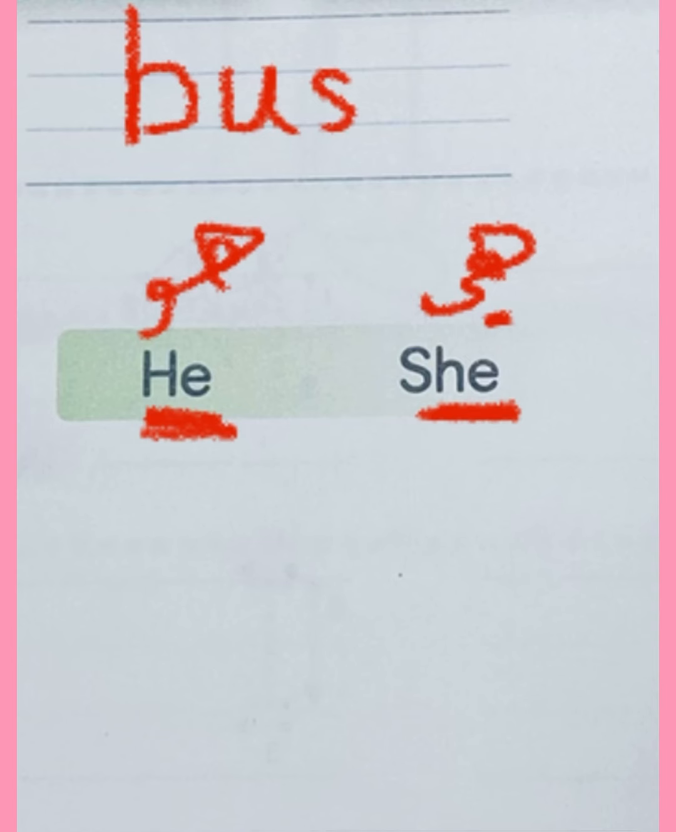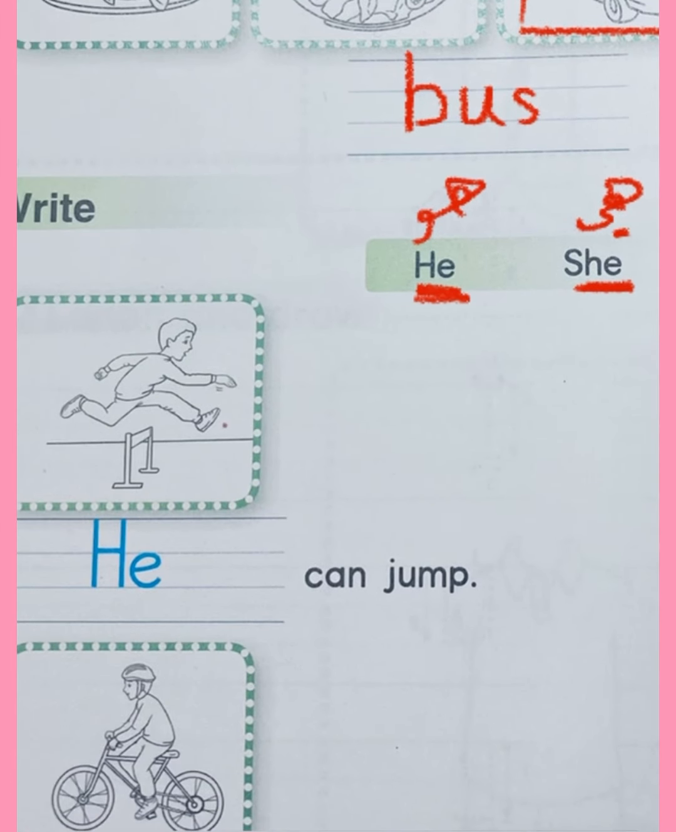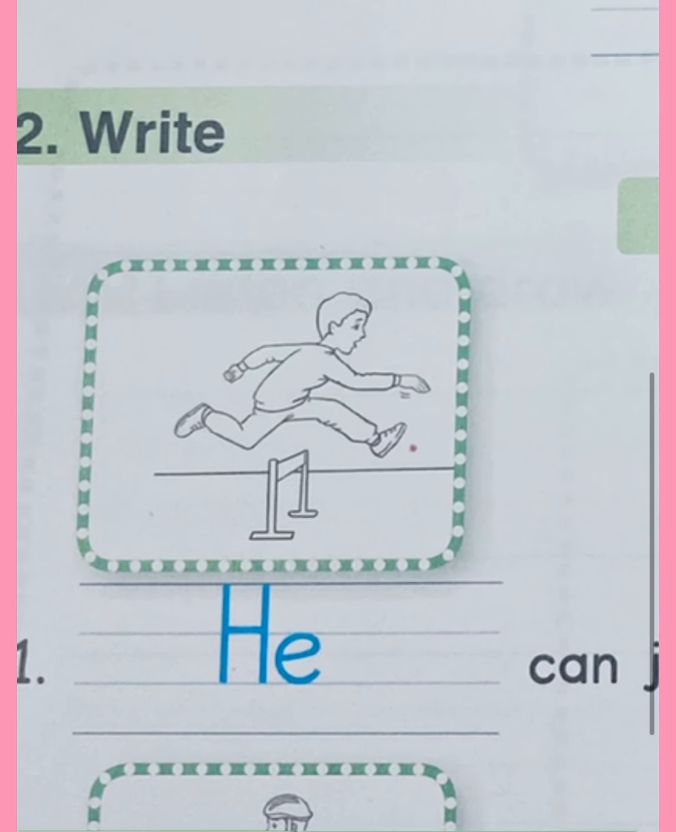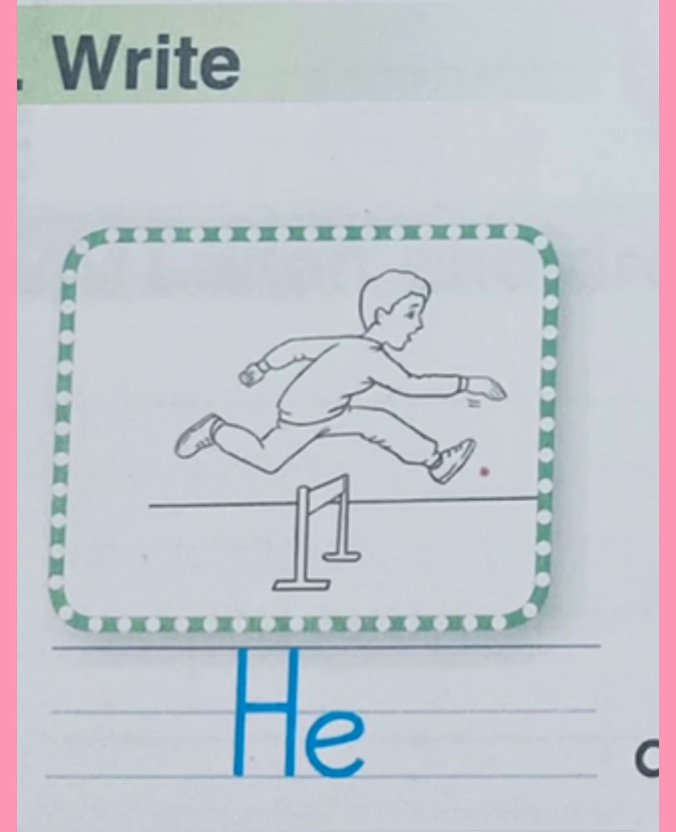We use he to talk about a boy or to talk about boys. He. When we want to talk about a girl or a female, we use she. She. When we talk about a woman or a girl, we use she. Okay? So let's write the suitable pronoun. The first one is answered. Look here. He or she.